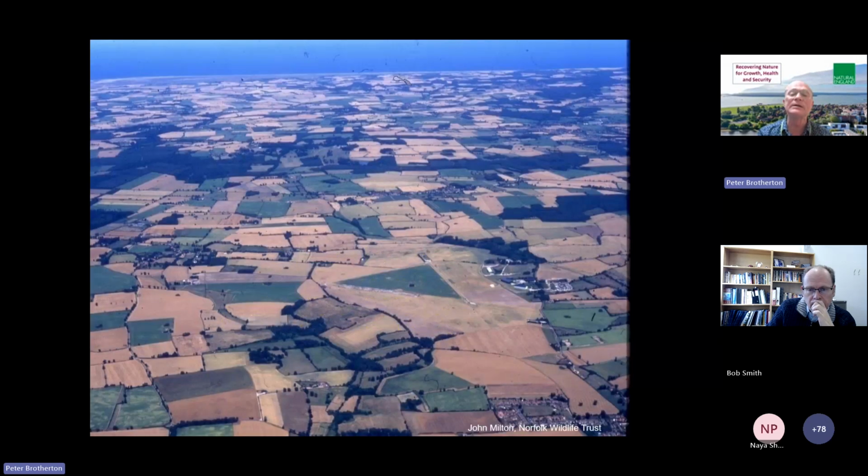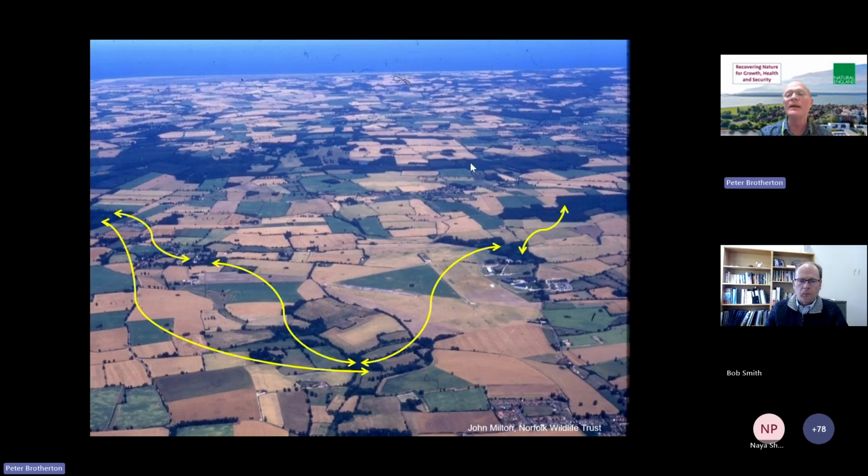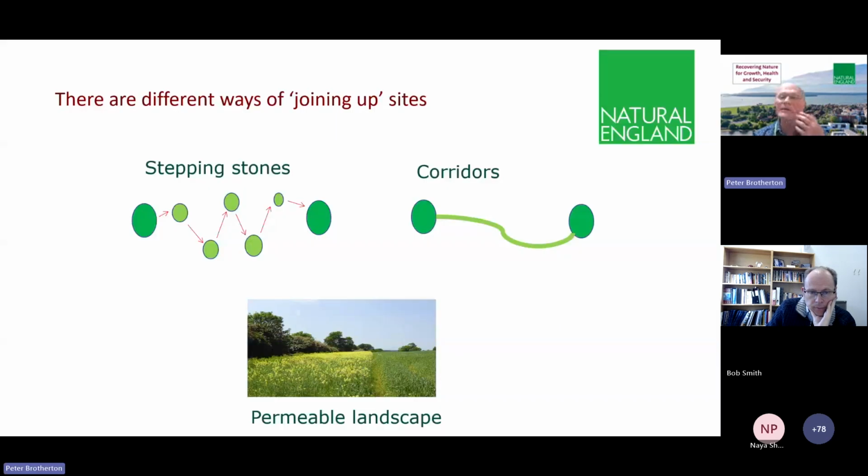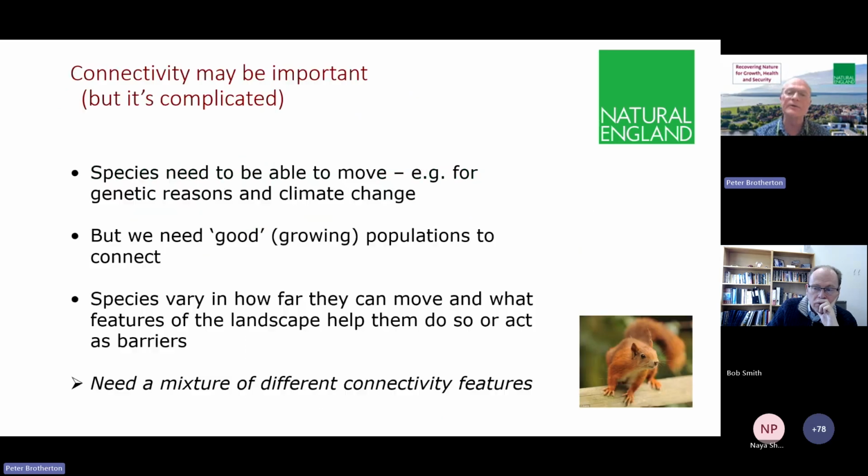Connectivity, of course, does matter. And it is important to think about metapopulations as we do our spatial planning, but there are different ways of joining up sites. We can create stepping stones, we can create corridors, but very few species follow corridors. Or we can create permeable landscapes to allow species to move through. And we know that species do need to be able to move. But what we have too few of are the growing populations that would benefit from those connections.